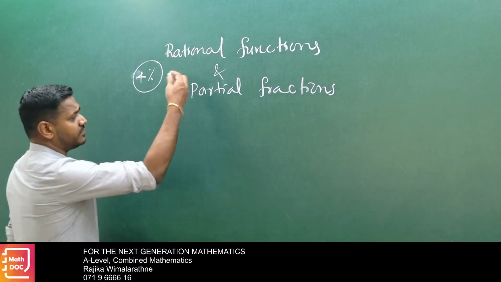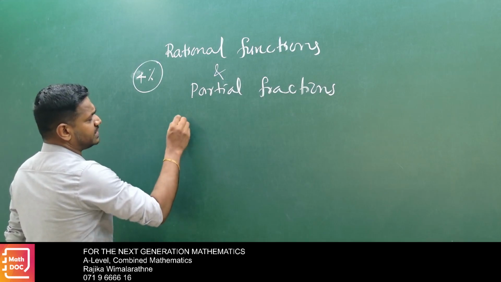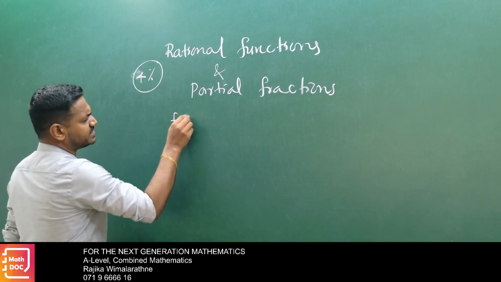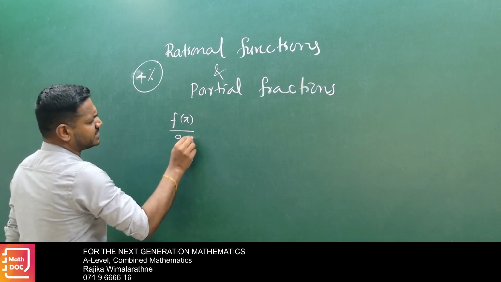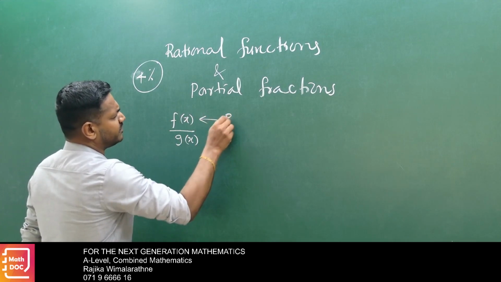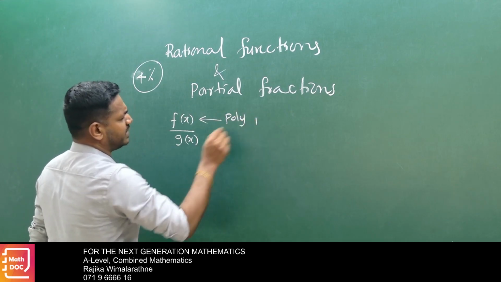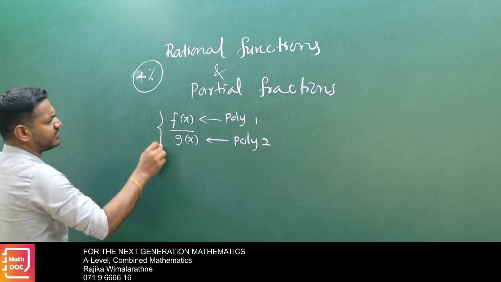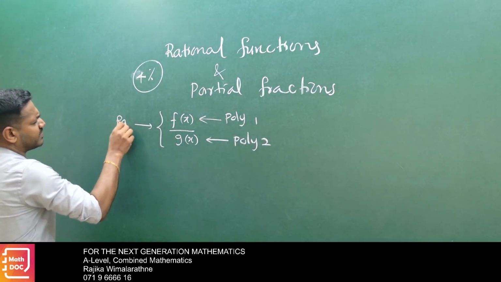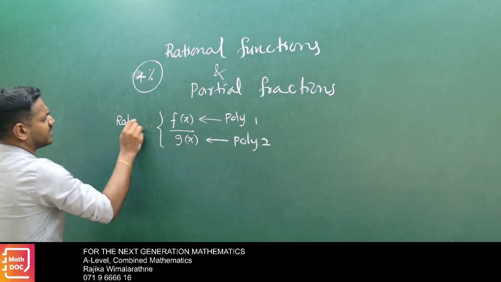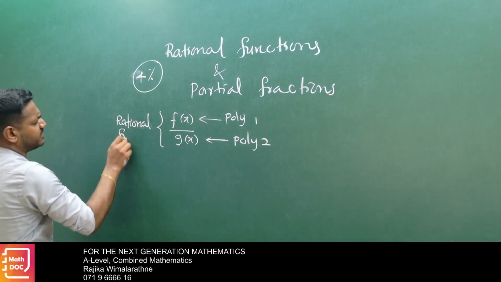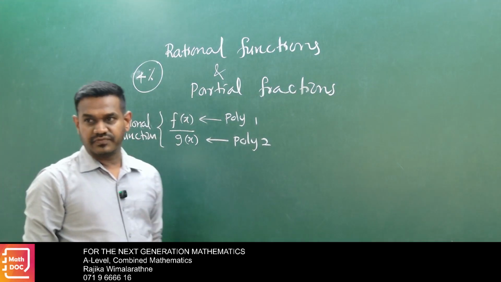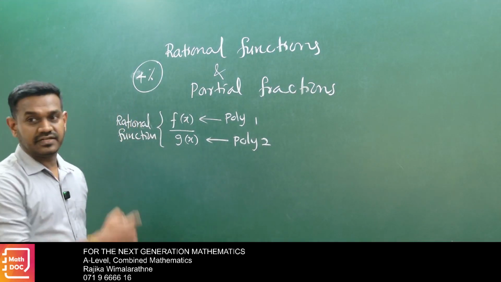First, you identify a rational function, which means a division of two polynomials, f(x) divided by g(x). Here is polynomial 1, here is polynomial 2. This division we call a rational function.